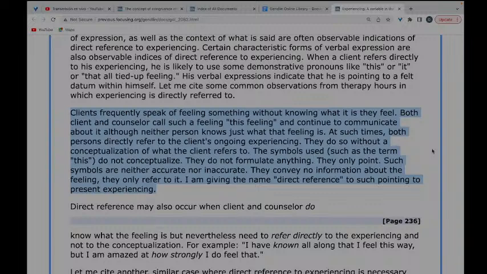The symbols used, such as the term this, do not conceptualize. They do not formulate anything. They only point. Such symbols are neither accurate nor inaccurate. They convey no information about the feeling. They only refer to it. I am giving the name direct reference to such pointing to present experiencing. I think that's pretty clear too.